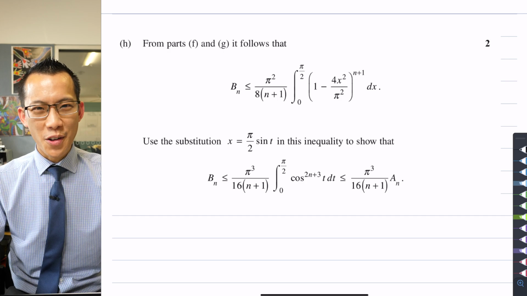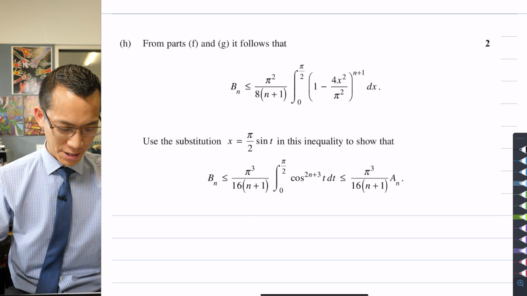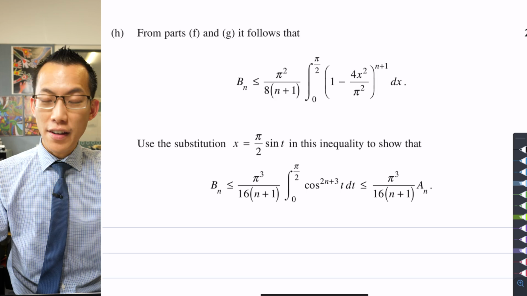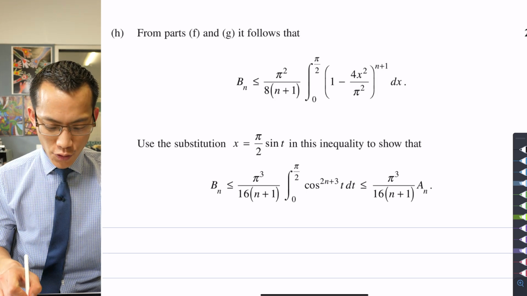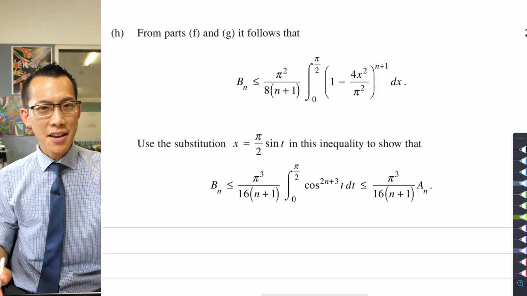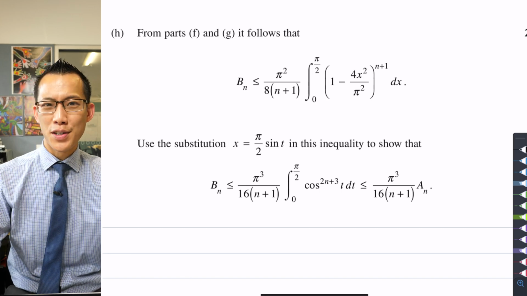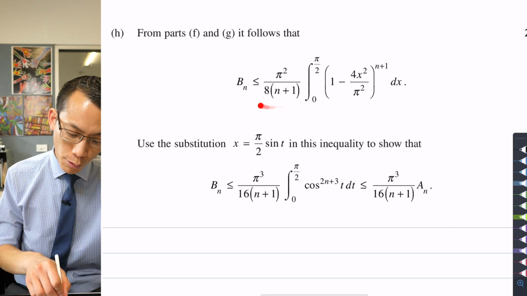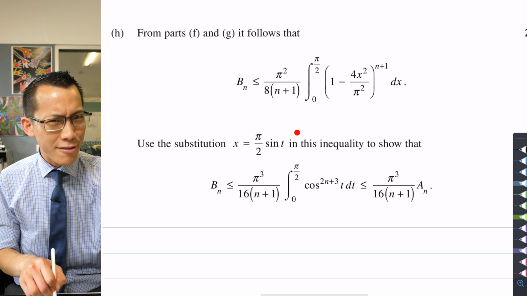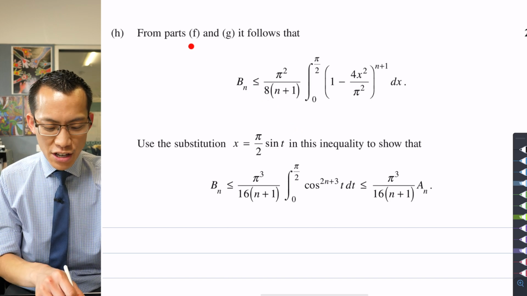Okay, we're well and truly on the downhill now. Here is part H. It says, from parts F and G, it follows that, and then you've got this inequality result here. Now, read carefully, because the first time I had a look at this, I thought, oh, I've got to prove this result. And then I read it again, and I said, oh, no, they're just telling you this.